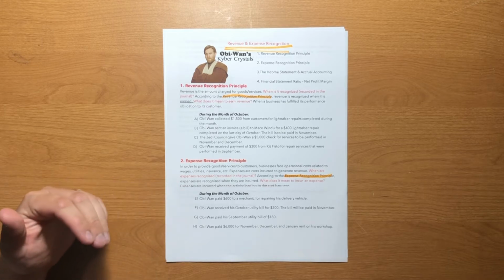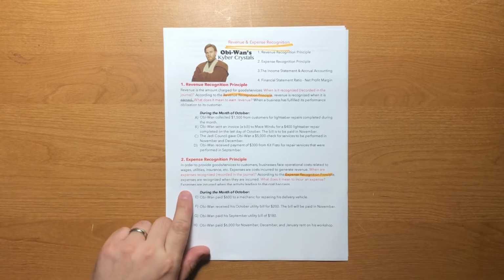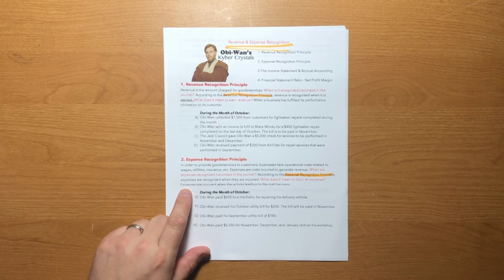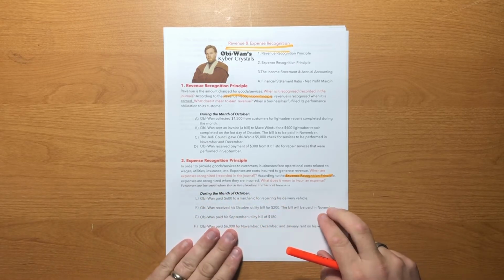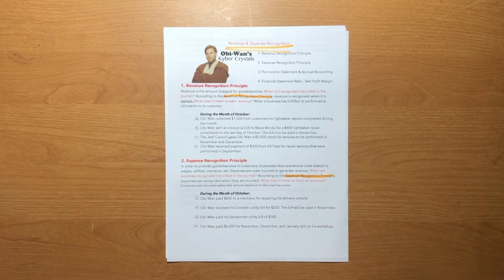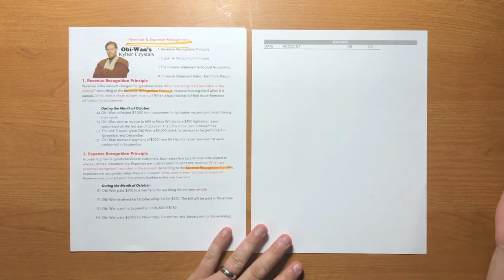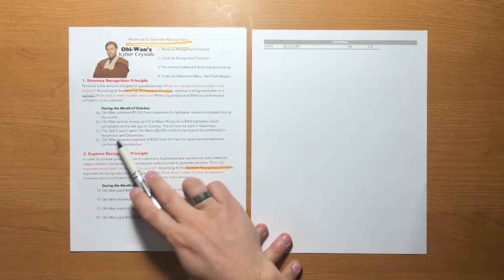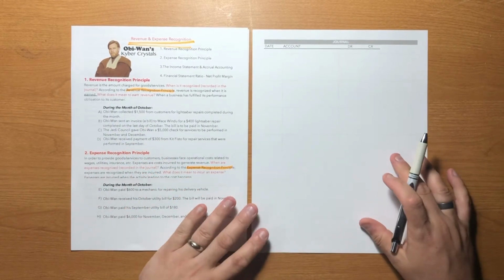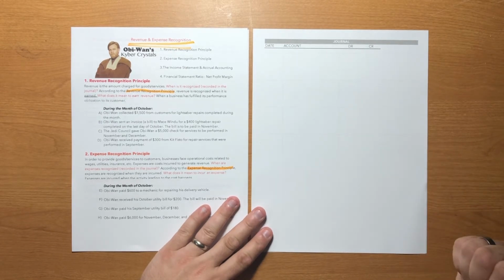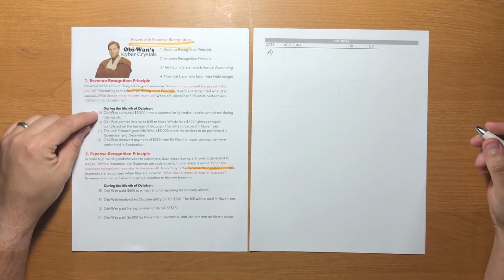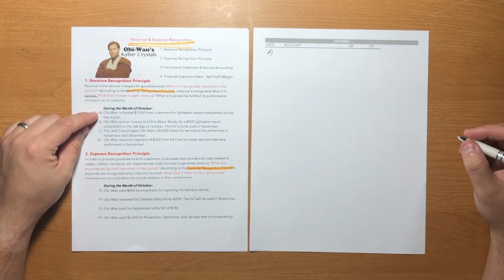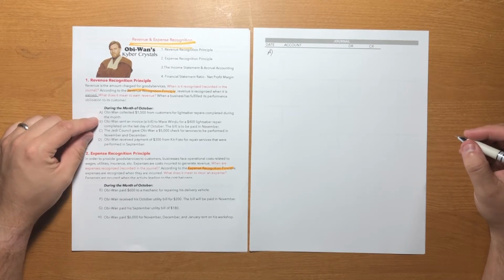Well, what does it mean to incur an expense? Expenses are incurred when the activity leading to the cost happens. So we're going to look at some transactions here and see what we can do with them. So let's first look at the revenue recognition principle and see if we can't journalize these transactions for Obi-Wan's kyber crystals. Now, in letter A, what happens? Obi-Wan collected $1,500 from customers for lightsaber repairs completed during the month.